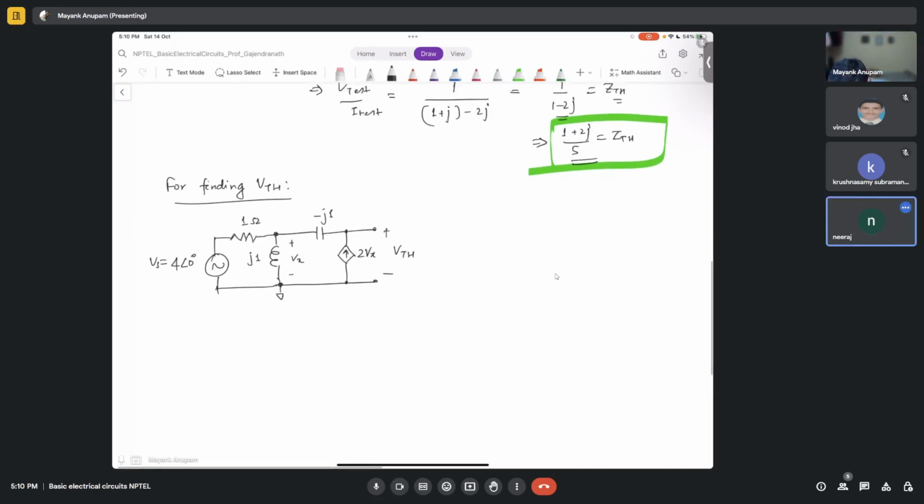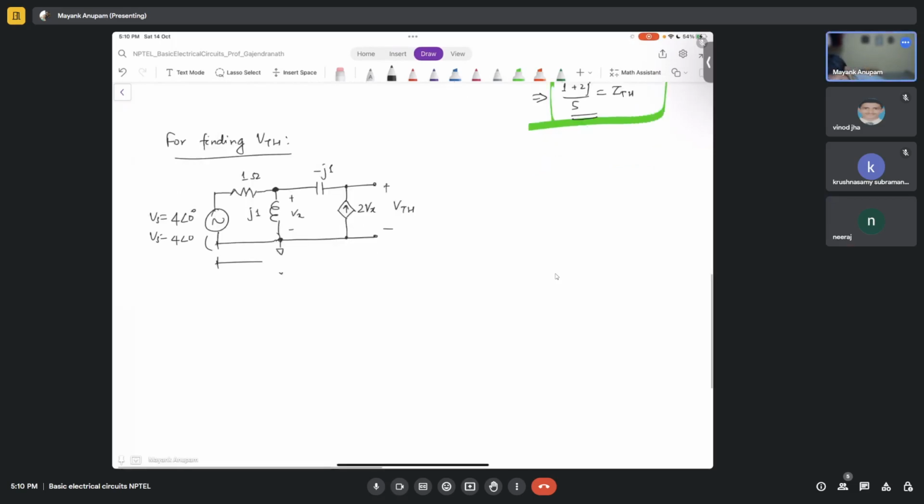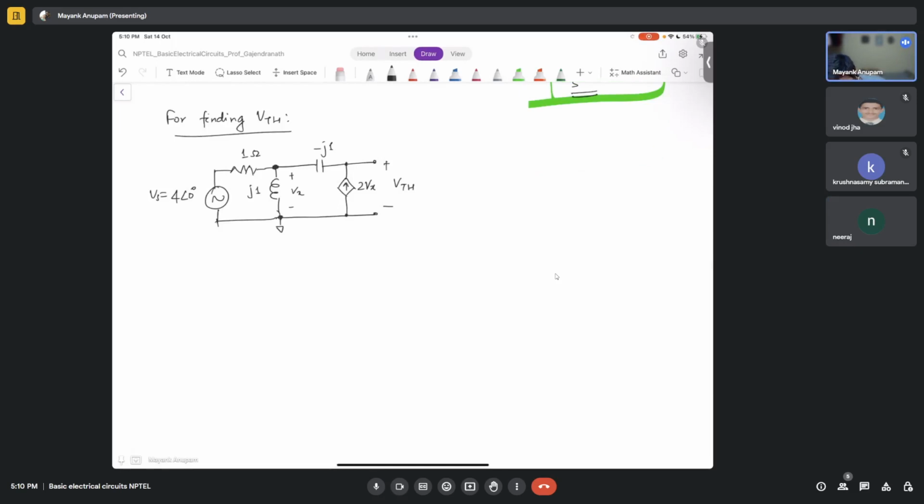No, sir. So first we have to apply KCL at this node above that inductor. Okay, so before that, should we do something else to make it slightly easier? Let's use some source transformation here.